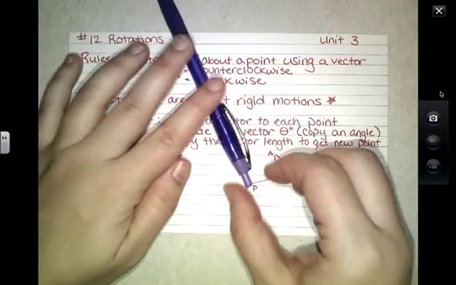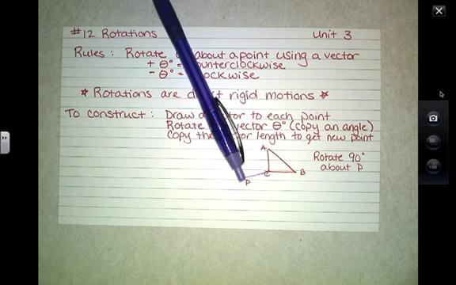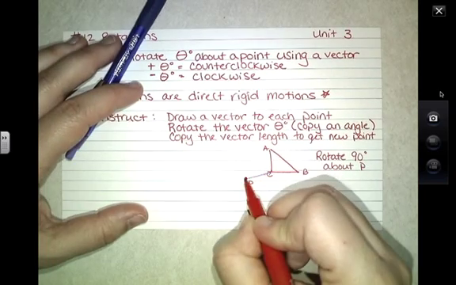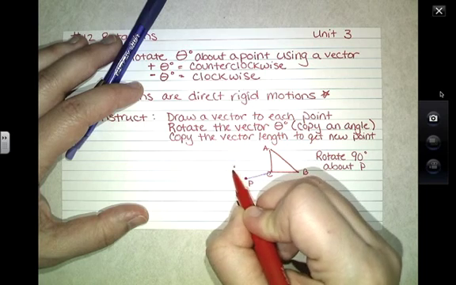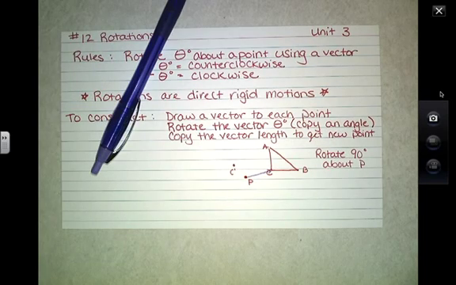Now you're going to have to construct that by constructing a 90-degree angle and then copying it onto the figure. I'm going to show you how to do that. And then you have to copy the vector length, so we can picture that point C prime might end up right there. Does that look okay? Maybe a little bit further out. Like I said, we're just sketching right now.